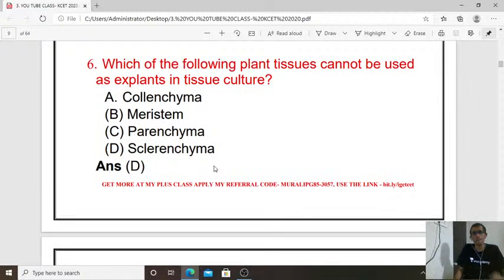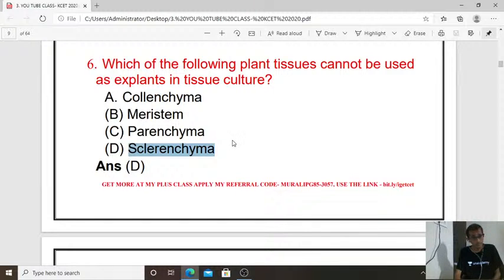Which of the following plant tissues cannot be used as explant in tissue culture? So here the answer is Sclerenchyma. Why? Sclerenchyma is dead mechanical tissue. Dead refers to cytoplasm and nucleus not being there. Nucleus and cytoplasm are absent.